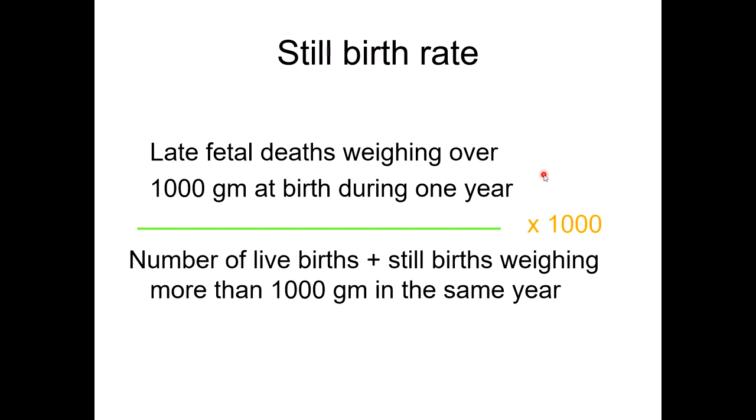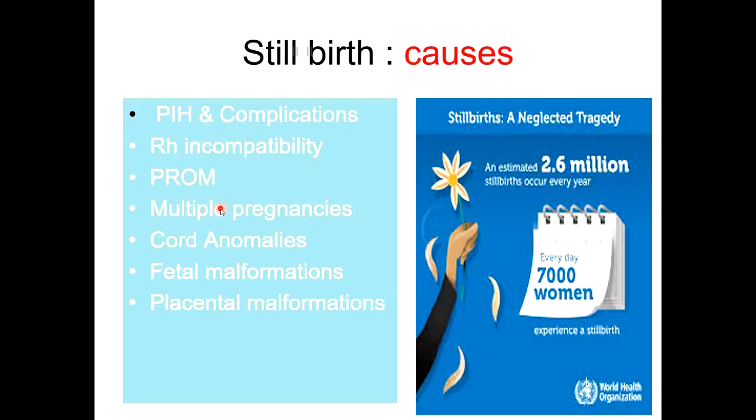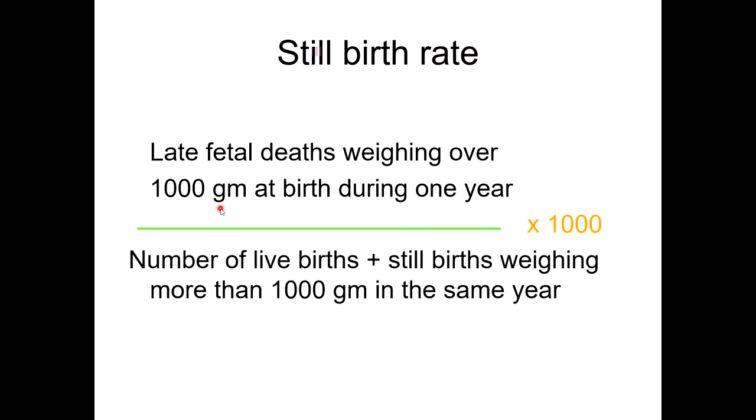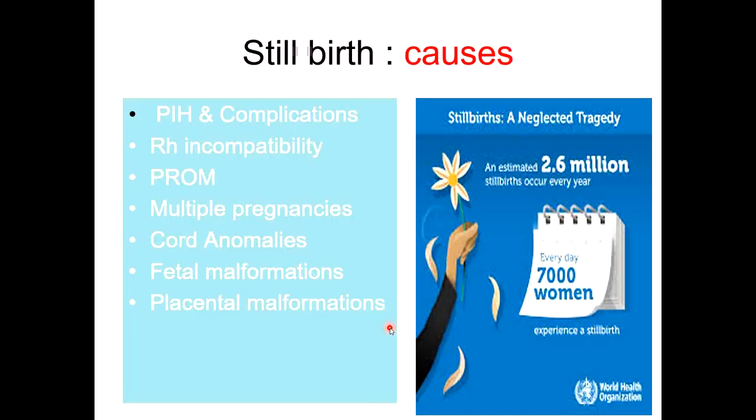And in this particular rate, we have targeted the weight of the fetus for calculation. If we do not want to calculate the stillbirth rate with the weight of the baby, then we can calculate it as late fetal deaths after the completion of the 28 weeks of gestation up till the expected date of delivery during 1 year in that specific time period, divided by the total number of live births and stillbirths weighing more than 1000 grams in the same year, which will again give us a stillbirth rate.